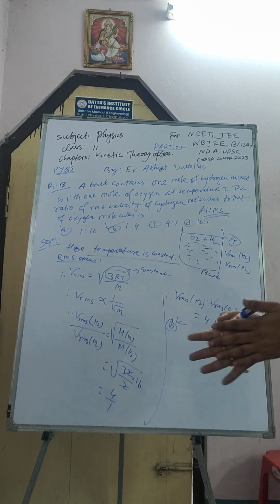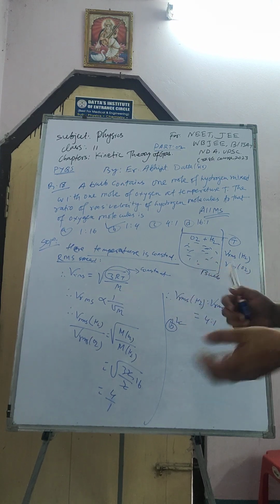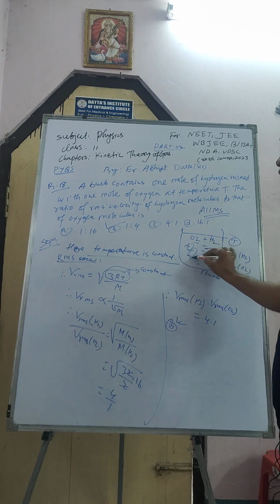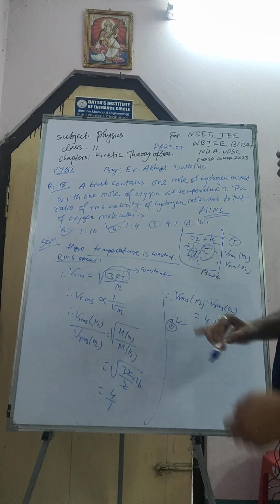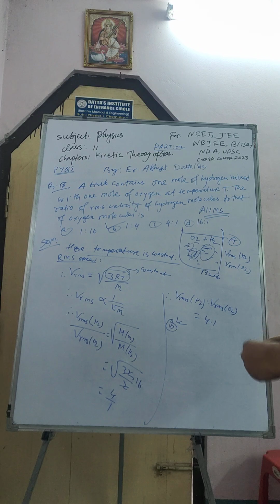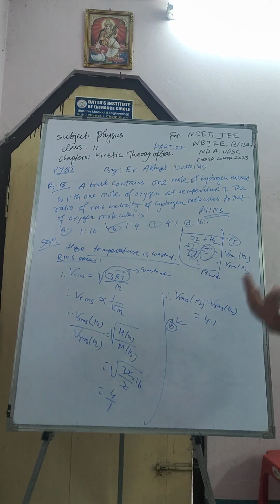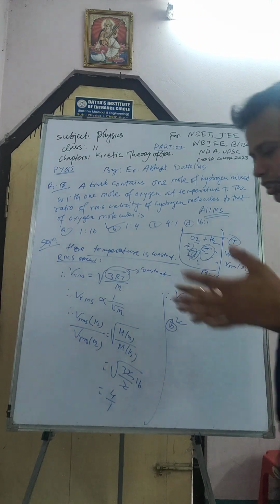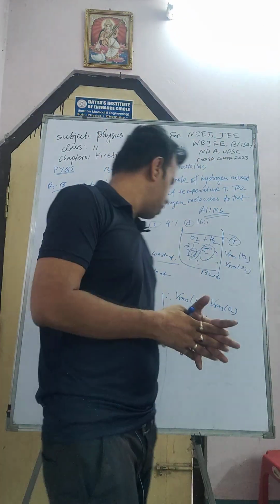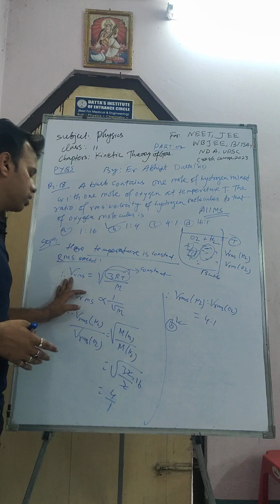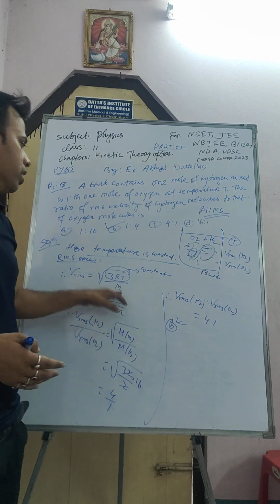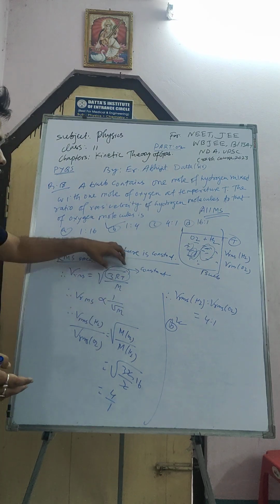A bulb contains 1 mole of hydrogen mixed with 1 mole of oxygen molecules at temperature T. Now what will be the RMS velocity ratio of hydrogen molecule and oxygen molecule? We have to find out. So first I write the equation, that is V_RMS is root over 3RT by M. Since temperature is constant, this part will be constant.